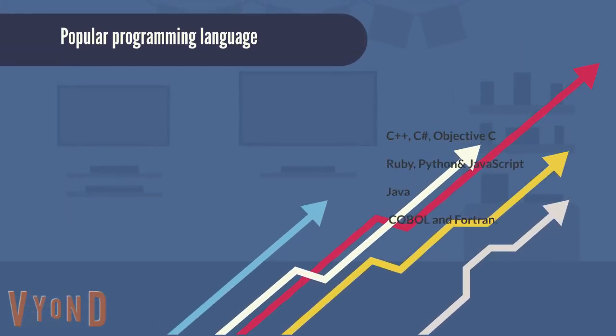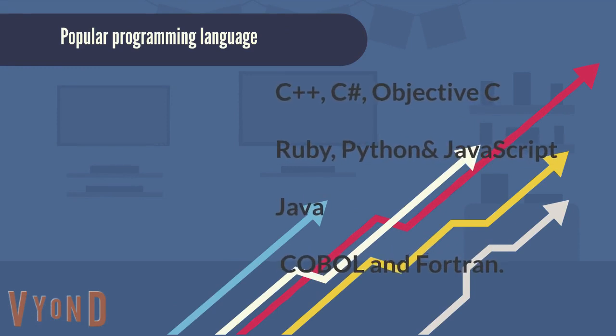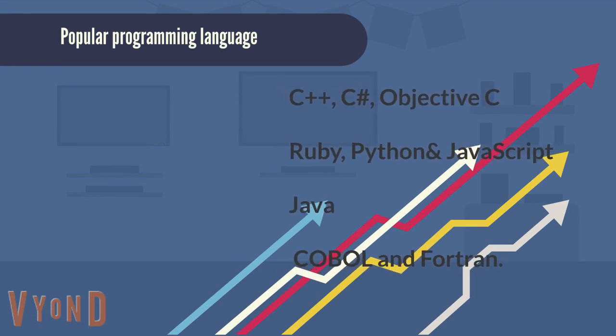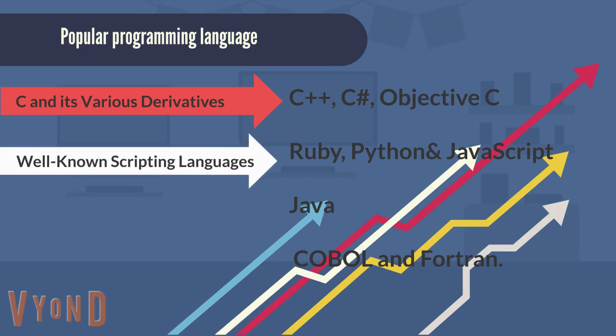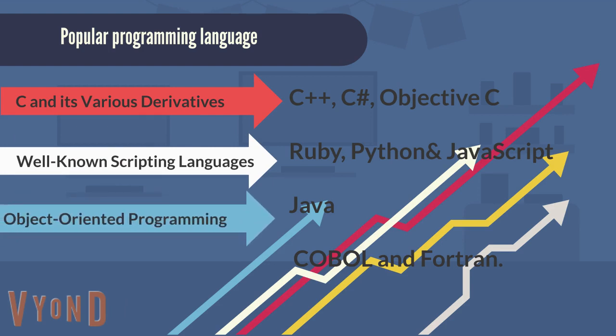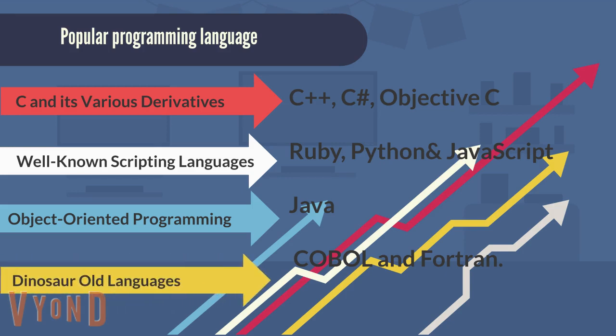There are hundreds of programming languages in the industry. Each has its own logic and syntax. Only a few are really popular. One of the oldest and most important languages is C and its derivatives, including C++, C#, and Objective-C. Ruby, Python, and JavaScript are widely used scripting languages. Java is an object-oriented programming language that is widely used for development on Android mobile phones. Other popular old languages include Fortran and COBOL.